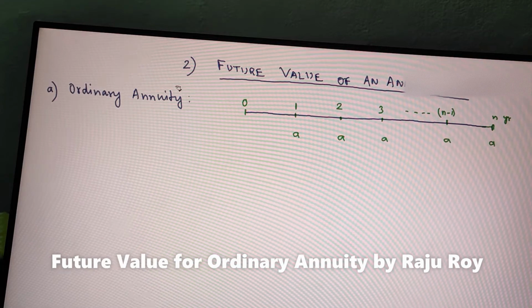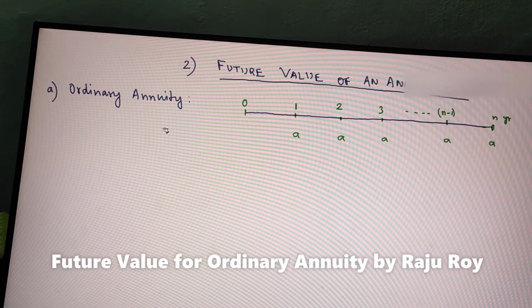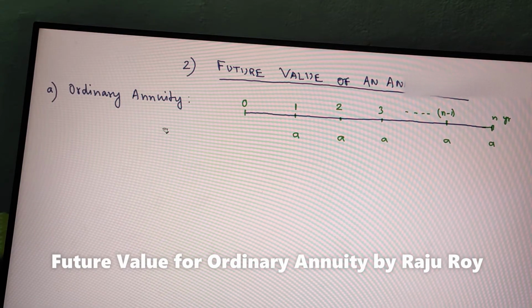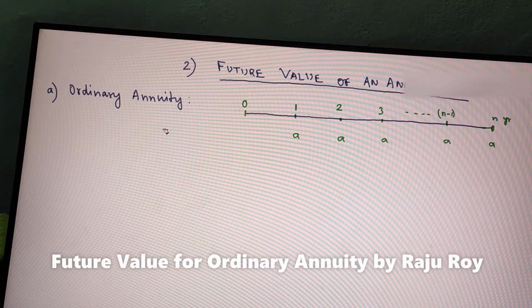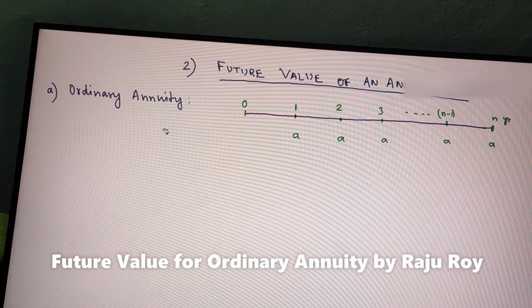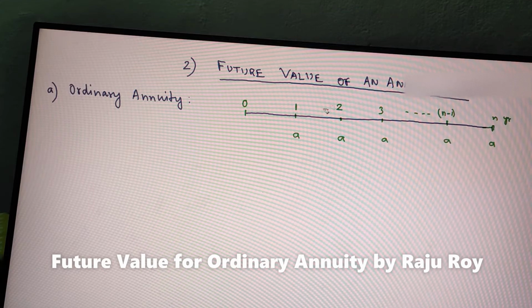Okay, so this is the second class of mathematics of economics, or mathematics economics. Fine. So, future value of an annuity.